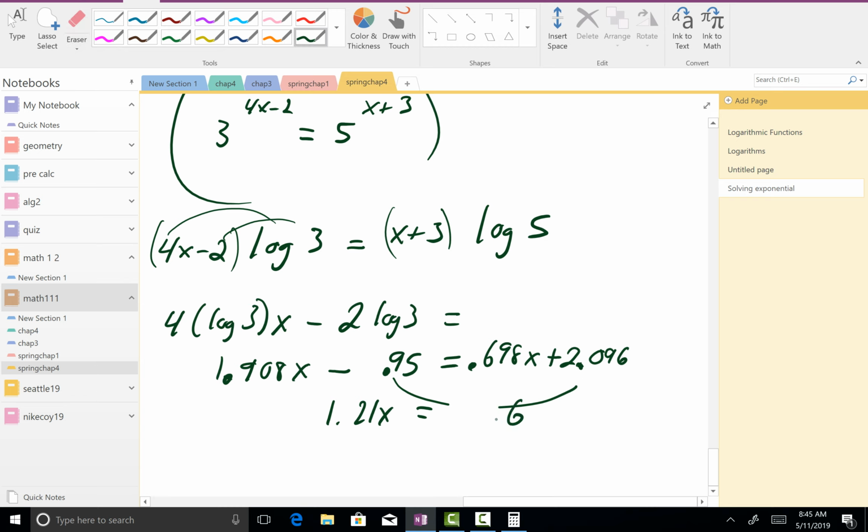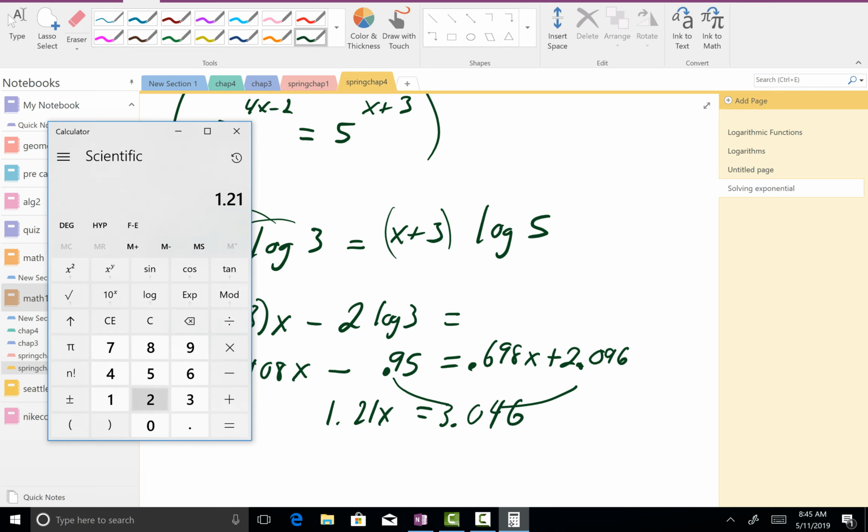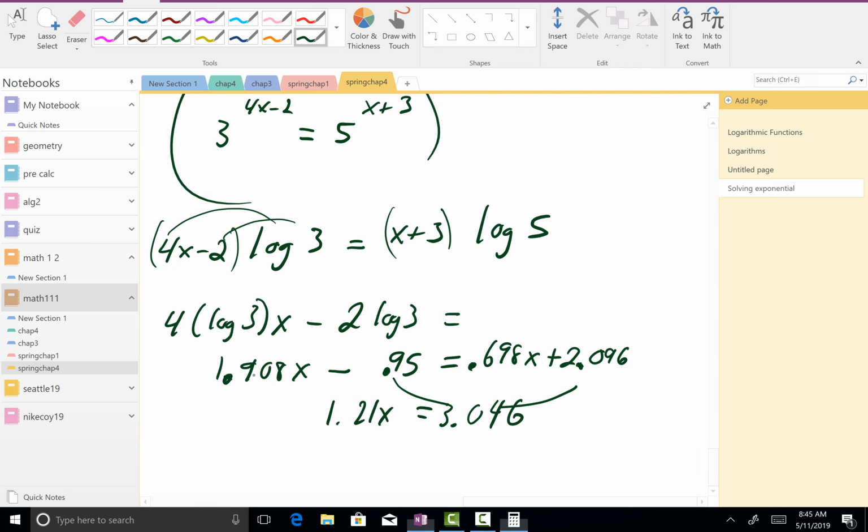6, 4, 0, 3, I think we got there. Yep. Divide that by 1.21, and there's our answer.